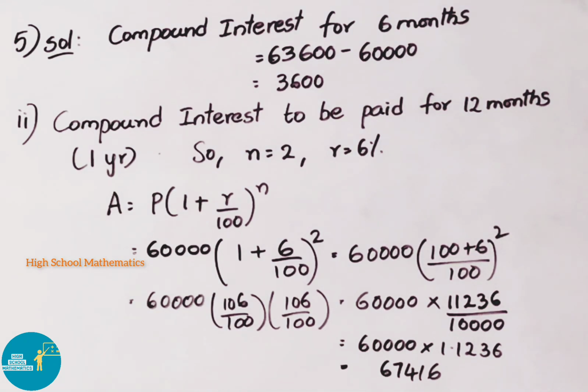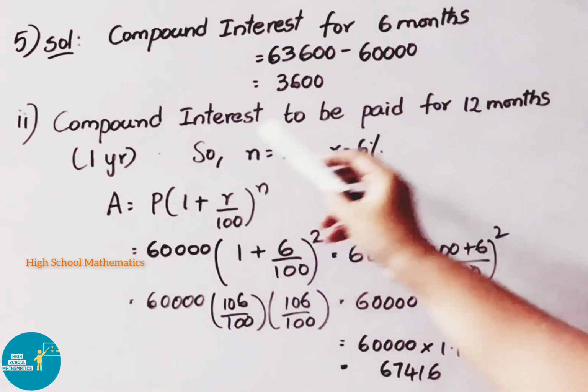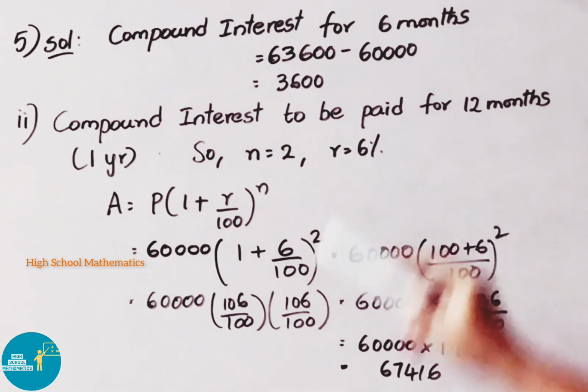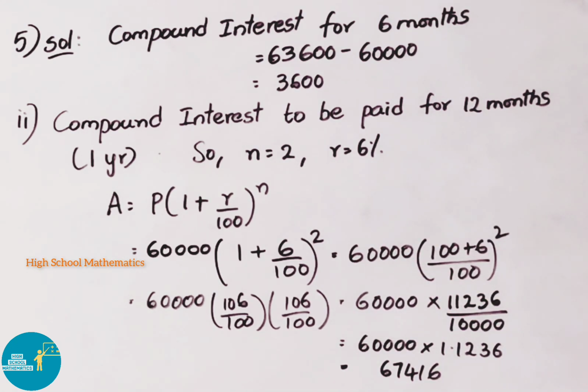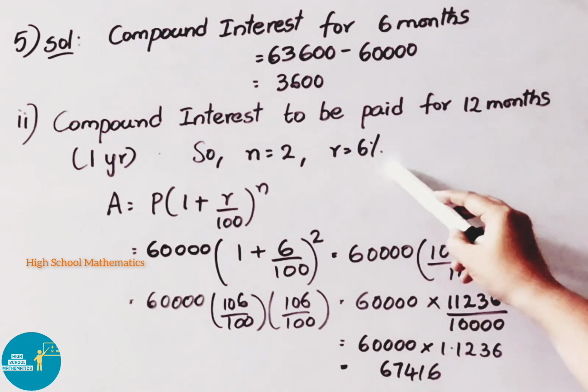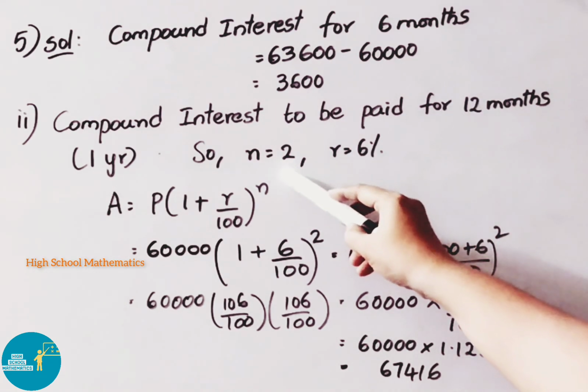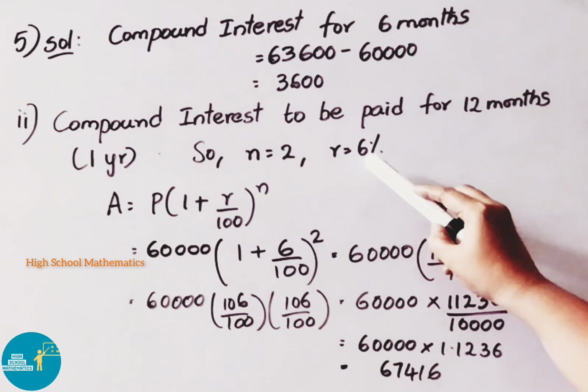Now let us find the amount for 12 months. For 12 months, that is 1 year, we take n value equals 2 and the same R value, 6%. Previously we had taken R value as 6% and n value equals 1 for half yearly. So for 12 months we double that value, n value equals 2 and the same R value is 6%.